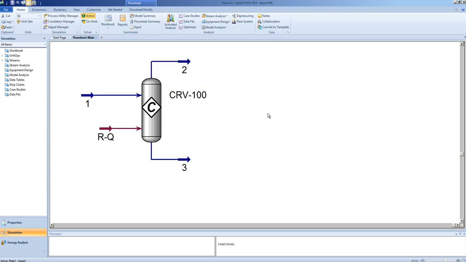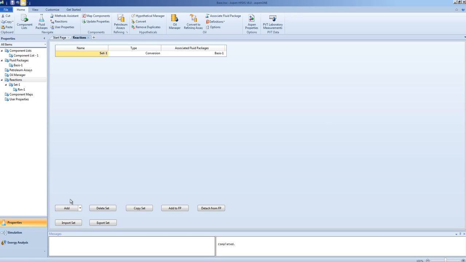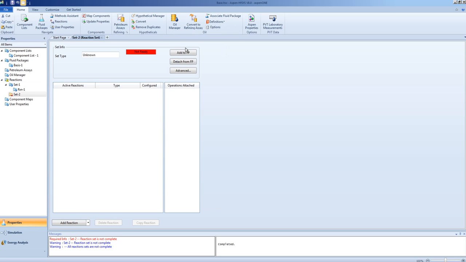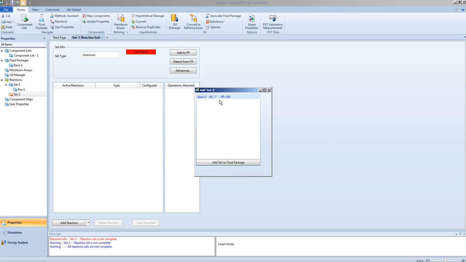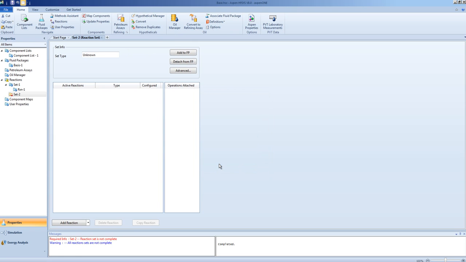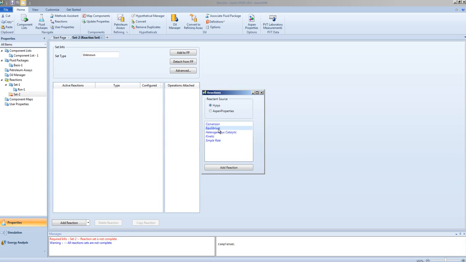We are now going to set up an equilibrium reaction and look at the difference between the two. We return to the properties environment and we're going to add a second reaction set. We shall add it to our fluid package. And this time we will add an equilibrium reaction.